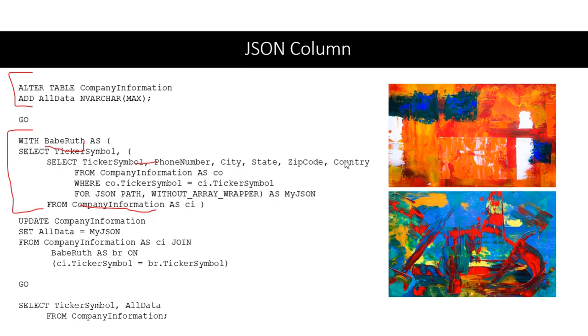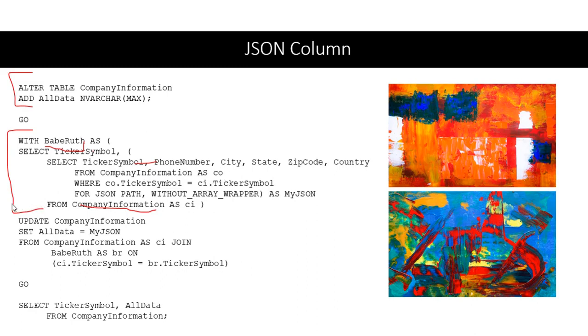So I say which columns are going to be in my JSON. I do the join. I do FOR JSON PATH, so that will create my output in a nice format. Then I have to use the option WITHOUT_ARRAY_WRAPPER so that it's going to work as JSON and it won't have those square brackets.